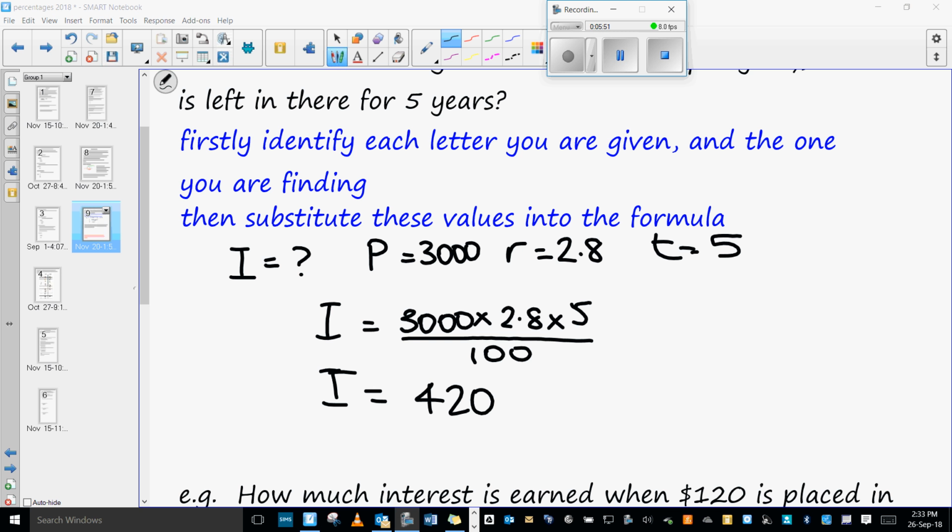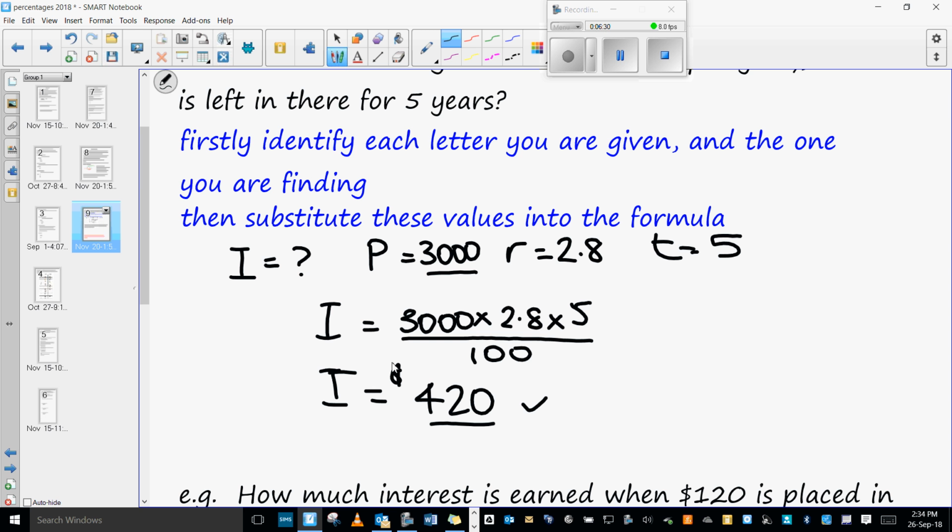Okay, so that gave us $420. And we're talking about money, aren't we? So that's $420. Now, in some questions, so you have to read them carefully, not this particular one, so this we've finished, but in some questions they might say, well, how much money do they have in the account? Okay, well, if we put $3,000 in the account and we've earned $420 interest, how much money is going to be in the account?